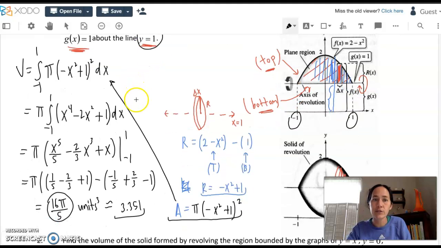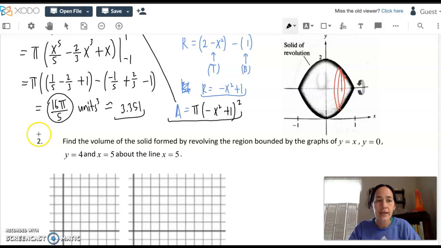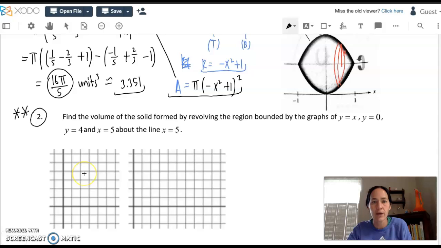Here's when things switch. Let's look down at number 2. In this one, I have to think a little bit differently. While graphing the region won't be so bad, it'll be as easy as graphing some lines. I'm not too worried about that. But look, you're revolving the region bounded by these 4 graphs about a line that is vertical. The line x equals 5. 1, 2, 3, 4, 5 would be here in this second picture.